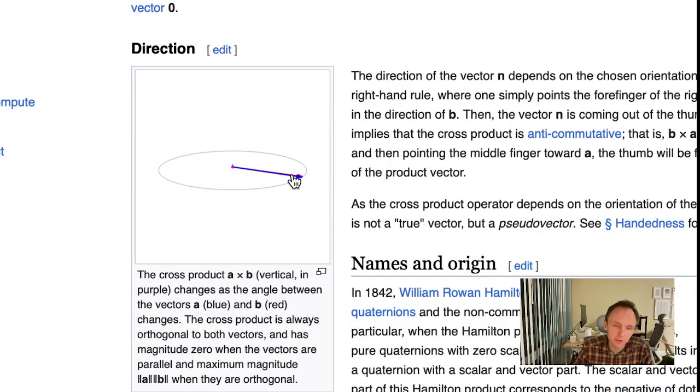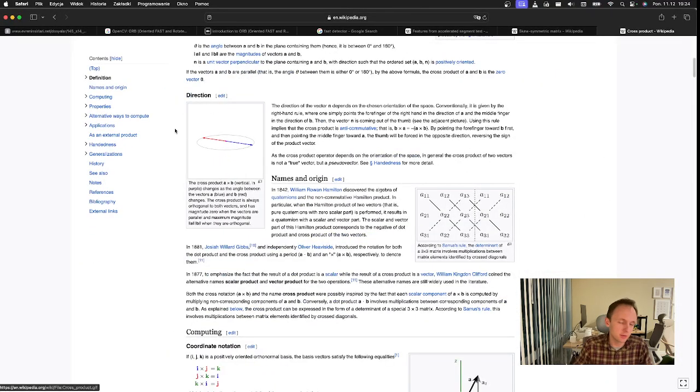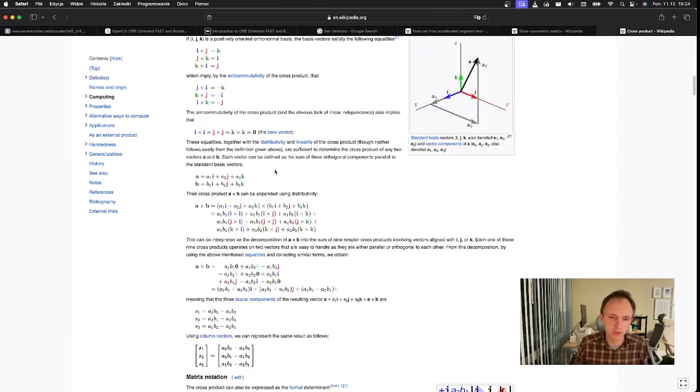If it's the same thing, then it's 0. If it's not the same thing, this is where the cross product is maximum. Then it's literally the product of the lengths of the vectors, and then it's 0 again, and then it's going to flip. It's pretty deep because it comes up naturally all over the place in natural geometry.